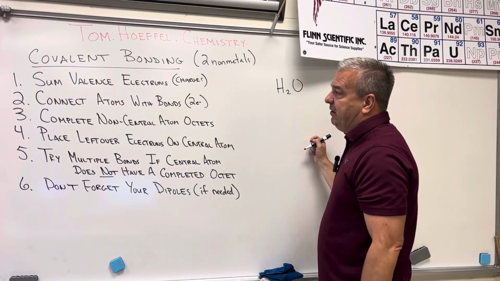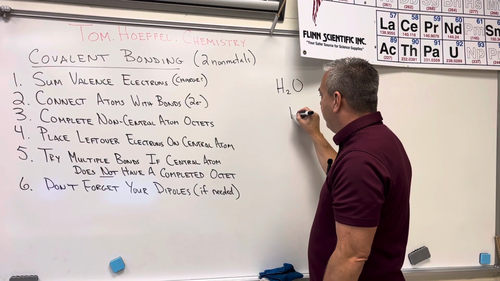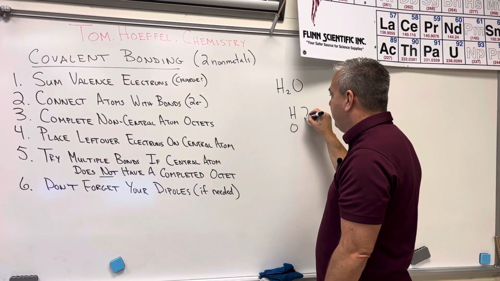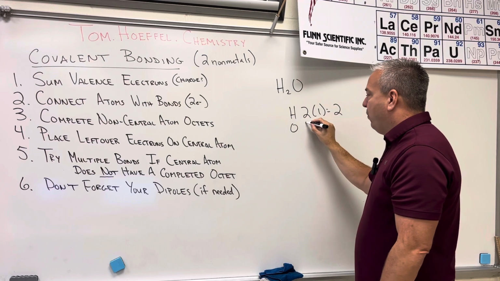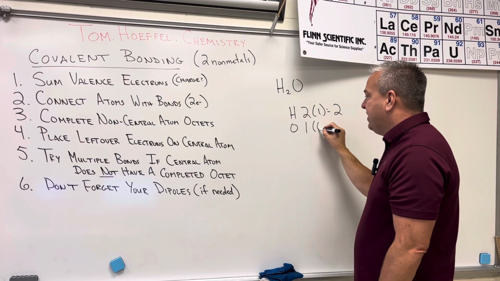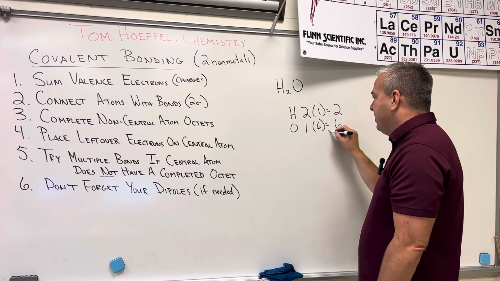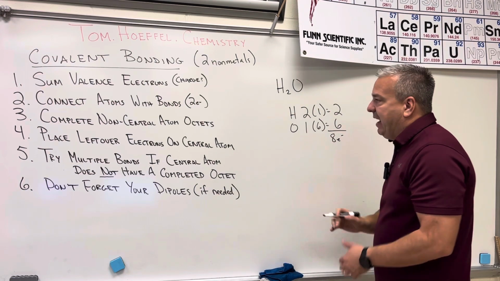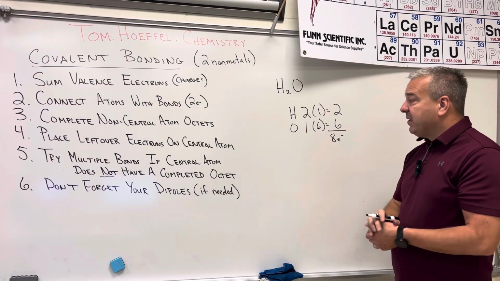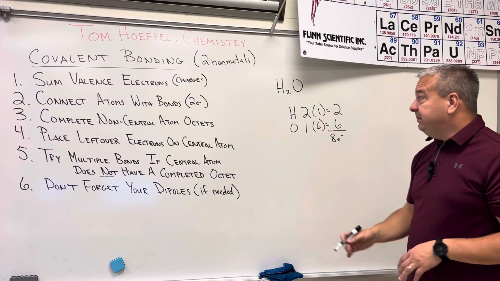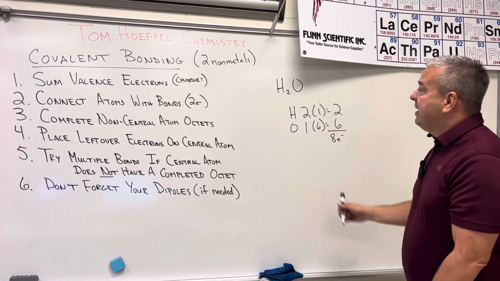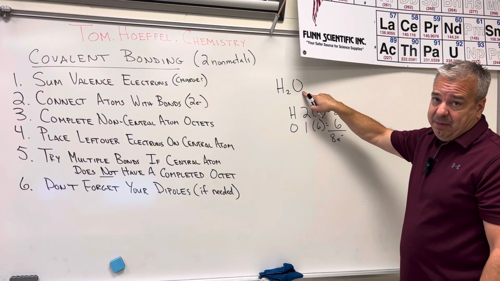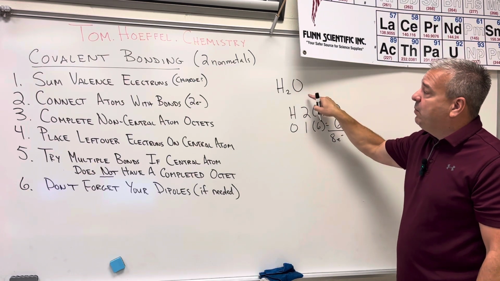So first step here is to sum up the valence electrons. I'm going to create my little chart here. We've got 2 hydrogens that each have 1 valence electron, and 1 oxygen that donates 6 valence electrons. So in this problem, we have 8 valence electrons, which isn't a lot to deal with. So we're going to connect the atoms with bonds, and this time the second atom is actually our central atom because it's the one that's singular.